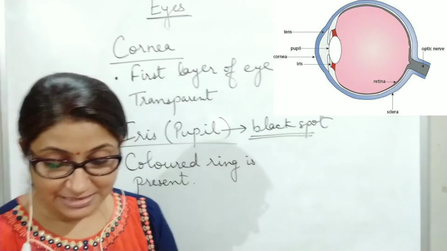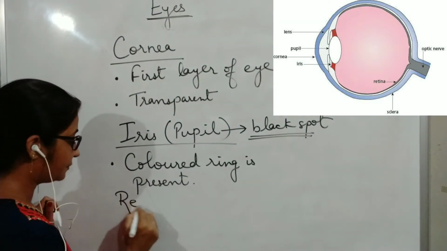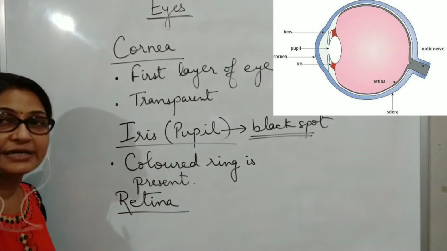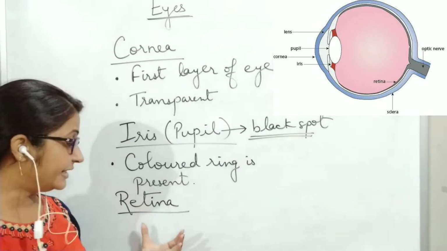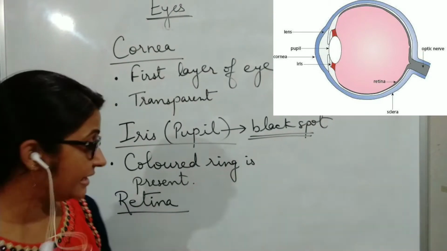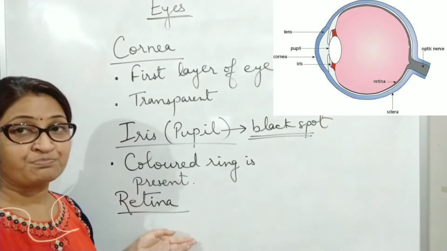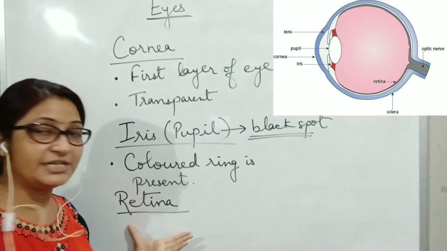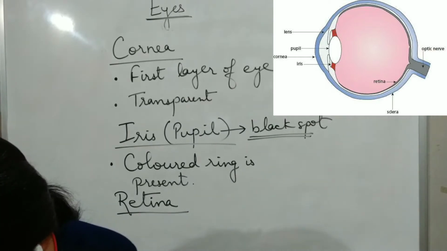Then the last layer that comes here is your retina. This is the third layer of the human eye, which I am discussing in this video, because only this much is discussed in your chapter. This layer is directly connected to your brain and to your sensory nerves. Whatever messages are transmitted from your eye to the brain are transmitted via this.